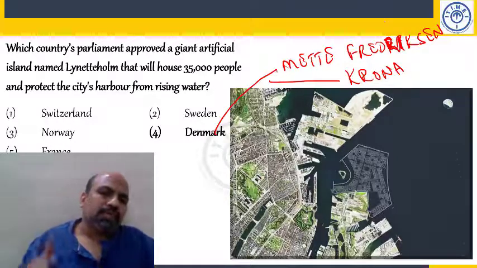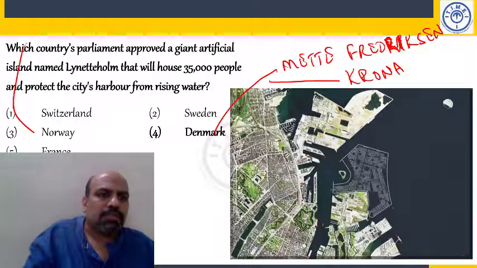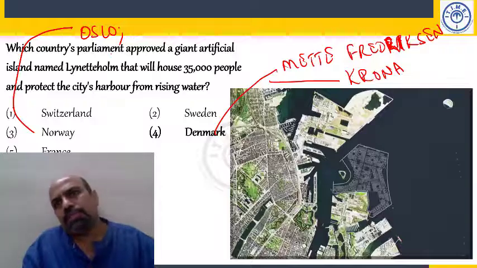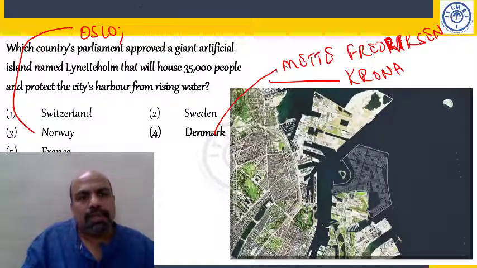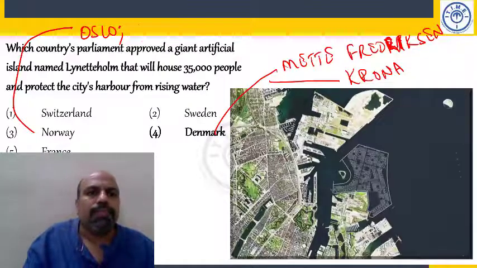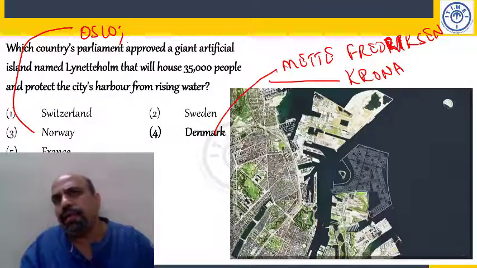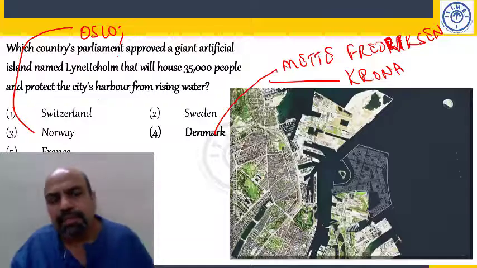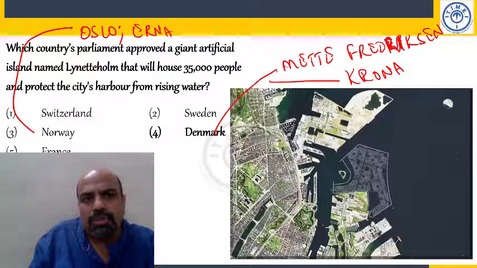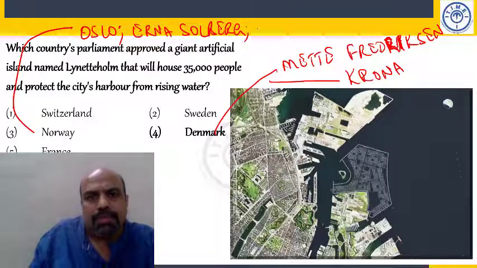I think we discussed all these countries. One more country we can look at is Norway, capital is Oslo. It is a constitutional monarchy. There is a king here, and the king's name is Harald, Harald the Fifth. But that's not important. The Prime Minister is Erna Solberg. And the currency is Krone.